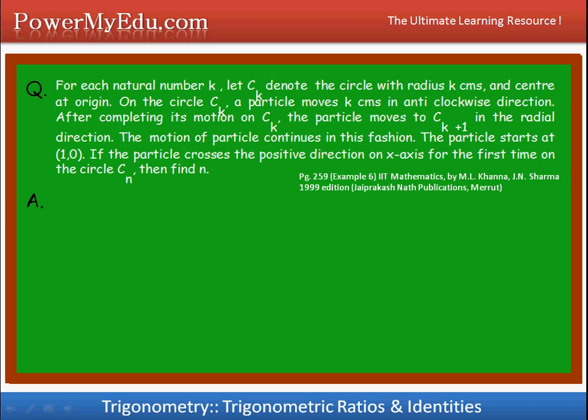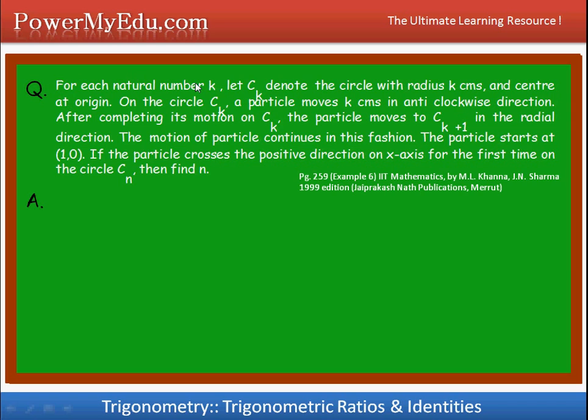Today we will be looking at a few solved examples on trigonometric ratios and identities. These are very basic and simple problems, but still it will help you understand how to approach similar problems. I have taken these examples from the very famous IIT Mathematics book by Khanna and J.N. Sharma. So let's have a look at the first question.